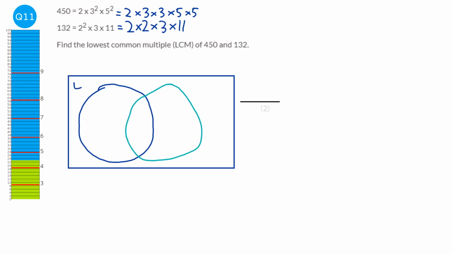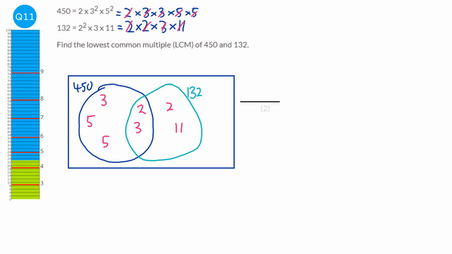So 450 is on the left hand side and 132 is on the right hand side. And we're going to start just filling out the Venn diagram. So they both have a 2 in them and they both have a 3, but 450 has a 3, a 5 and a 5. And 132 has that 2 and the 11.